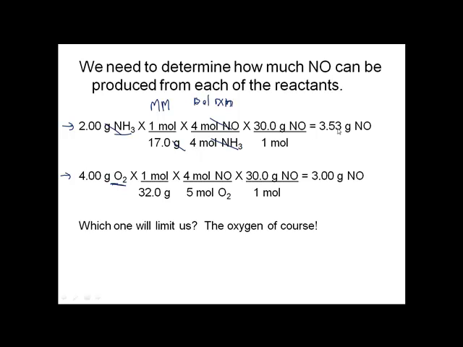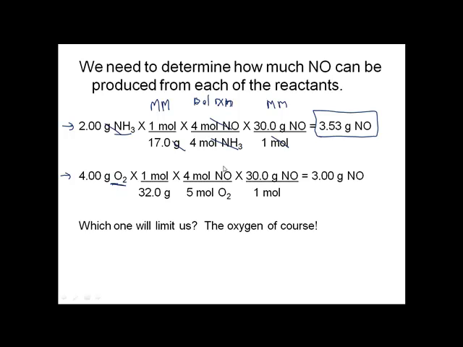Next, to go to grams of NO, I need the molar mass again. Instead of the molar mass of ammonia, now I'm using the molar mass of NO. My moles cancel out. So now I could do 2 divided by 17 times 4 divided by 4 times 30. Theoretically, if all of my ammonia was converted into NO, I can make 3.53 grams of NO.